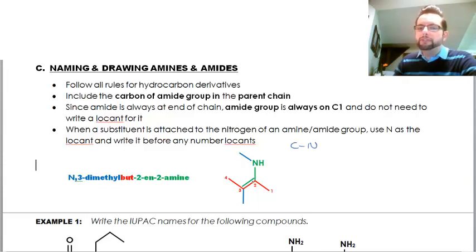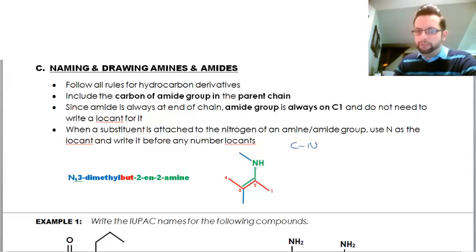So what you have to do is look. In this case, this is a secondary amine. So you have to look at all the carbon chains that are attached to that nitrogen for your amine. And then you have to look at which one is the longest, and that will be your parent chain.